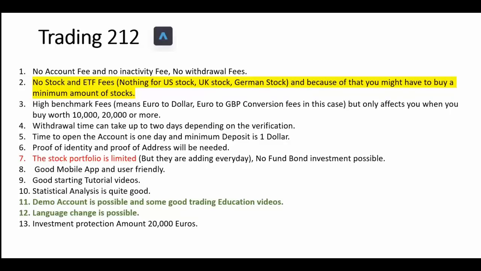Point 11, demo account is possible and some good trading educational videos. So a demo account is possible as well with Trading 212, which is a benefit, and some good trading educational videos are also there, so you can really train yourself and increase your learning curve with that. Another positive point, if we compare this with DeGiro, language change is possible. So unlike DeGiro, here you can change the language as well. The last point, investment protection amount is up to 20,000 euros, which, like I said, is common to all the applications.